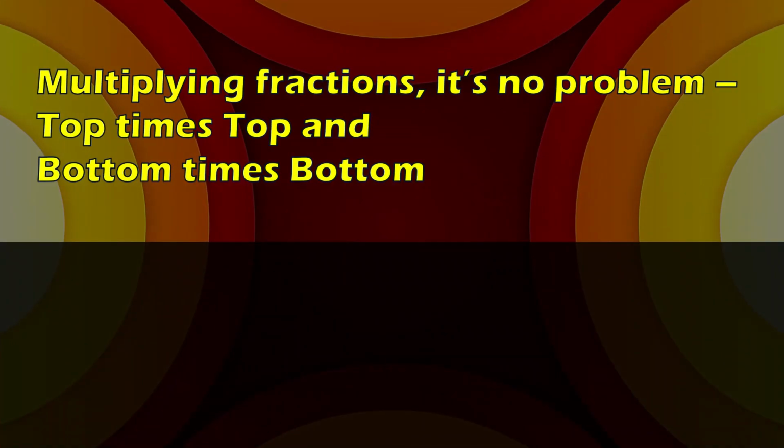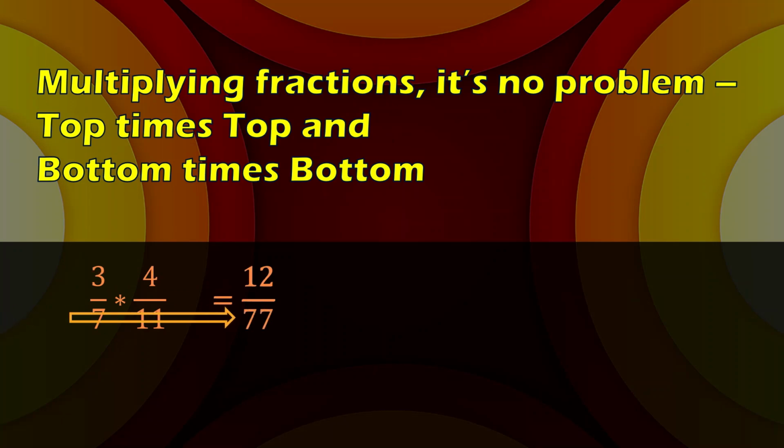Multiplying fractions, it's no problem. Top times top and bottom times bottom. If we can just remember this, we'll have no problems multiplying fractions. Let's try one. 3 over 7 times 4 over 11. Multiply these fractions. Okay, that's no problem. I'm going to do top times top. 3 times 4 is 12. And bottom times bottom. 7 times 11 is 77. So multiplying these two fractions, I got 12 over 77.